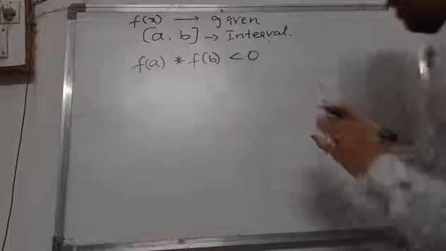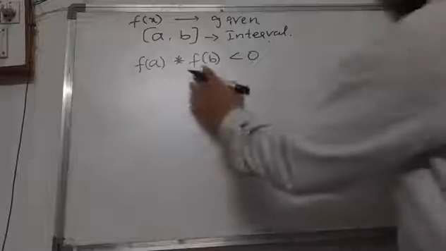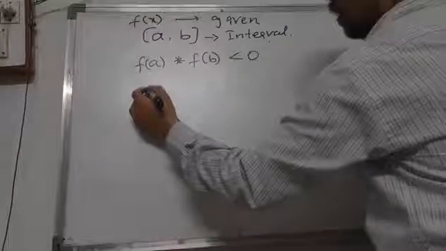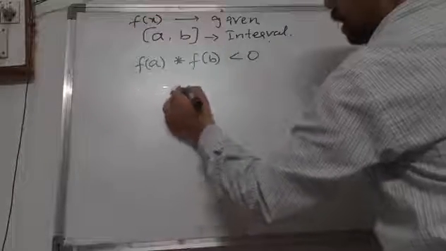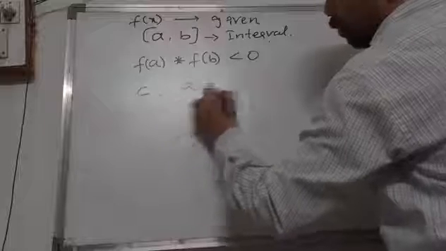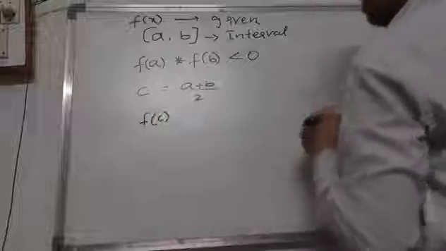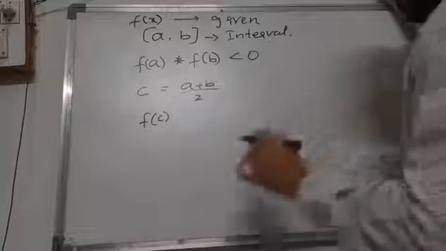This is the interval we have chosen. Okay, this is okay for us. Next, what we are going to do is find the midpoint, c is equal to (a plus b) by 2. Then we get the f of c value.